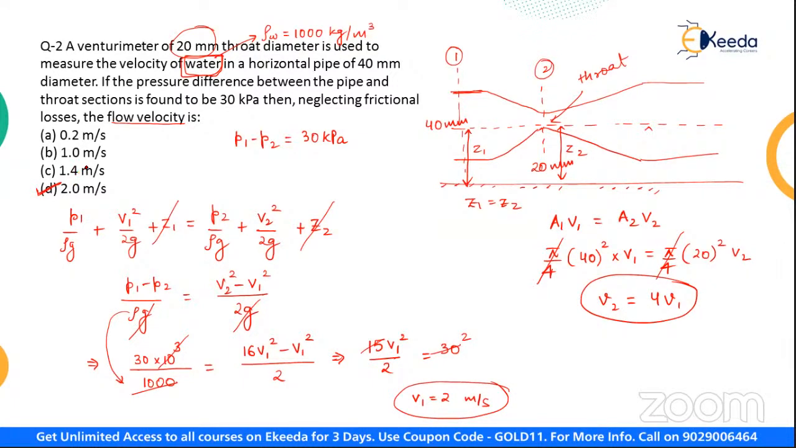And the velocity at the throat of the venturimeter will be 4 times the 2 meter per second. That's why it will be 8 meter per second at the throat section. So the correct option for this question will be option D.